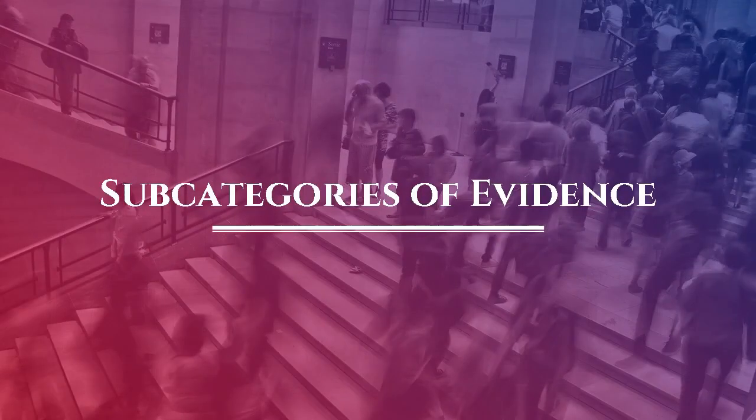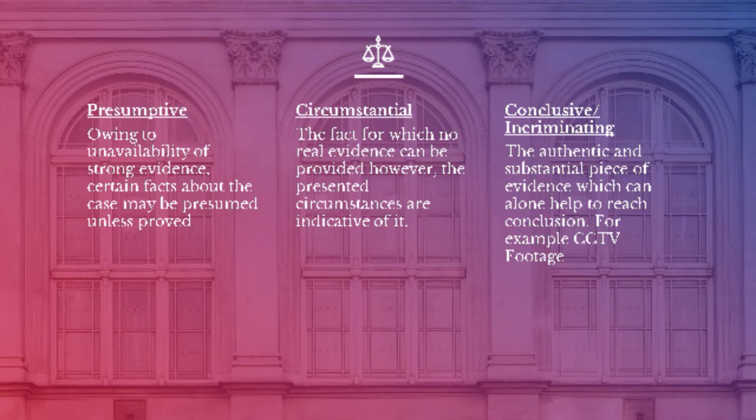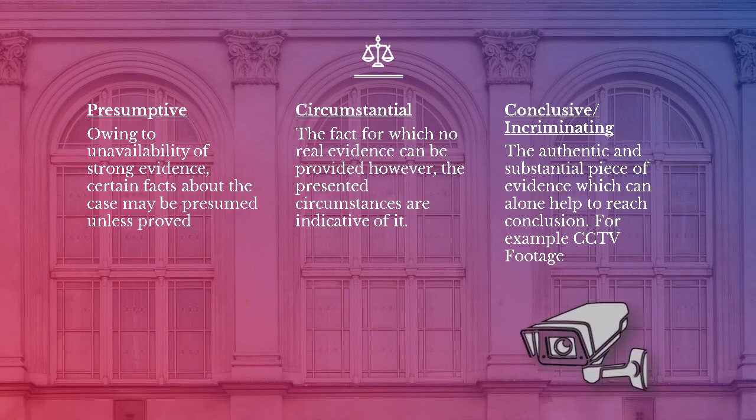There are further subcategories of evidence which might fall under any of the above heads. Presumptive evidence. Owing to unavailability of strong evidence, certain facts about the case may be presumed unless proved otherwise. Circumstantial evidence. The fact for which no real evidence can be provided, however, the presented circumstances are indicative of it. Conclusive or incriminating evidence. The authentic and substantial piece of evidence which can alone help to reach the conclusion. For example, CCTV footage of accused committing the crime.